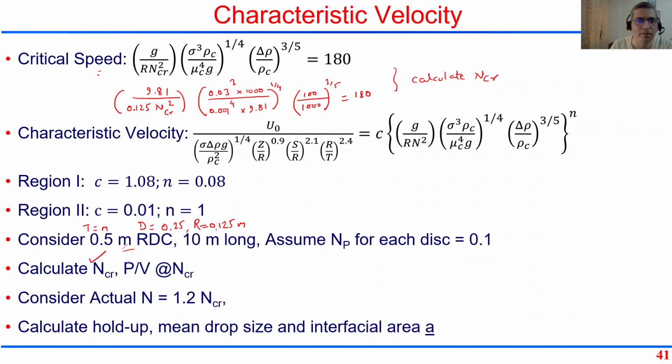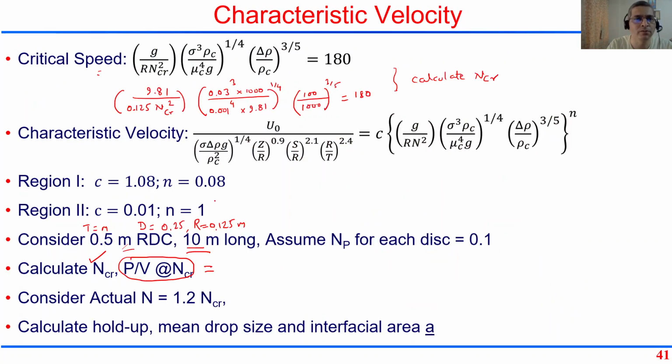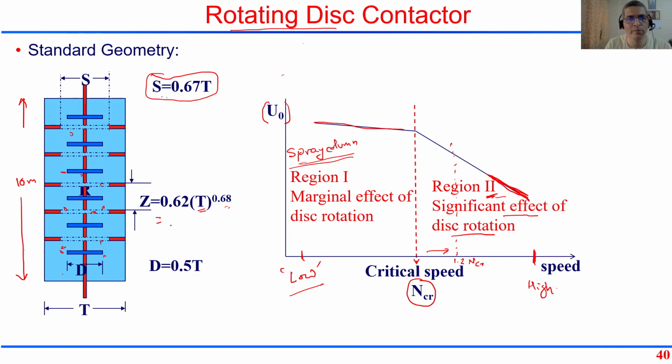Before calculating U0, I would like to calculate this. So NCR we have calculated. Power per unit volume at NCR, how will we calculate that? Our rotating disc contactor is 10 meters long. The gap between the compartments, Z, is 0.62 times T raised to 0.68. T was 0.5 meters. So Z would be 0.62 into 0.5 raised to power 0.68, which is 0.38 or 0.39, or just say approximately 0.4.